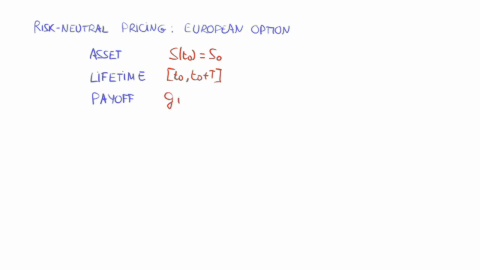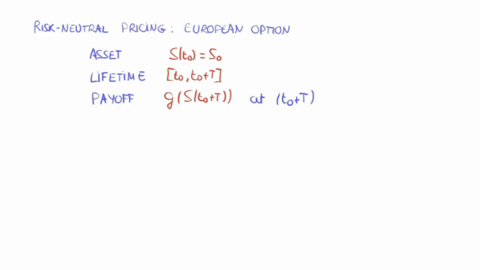The option is referred to an asset whose initial price at time t0 is S0. The lifetime of the option is between t0 and t0 plus T. Finally, the payoff that defines the option is simply a function of the price of the asset at maturity. Since this is a European option, this payoff can only be exercised at maturity, so the payoff will also be at time t0 plus capital T.